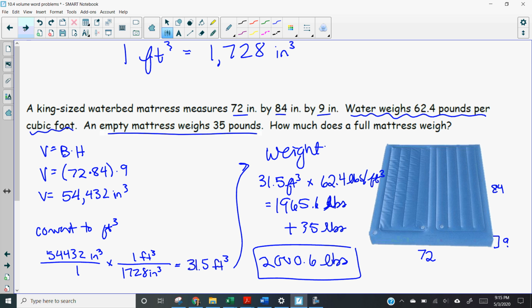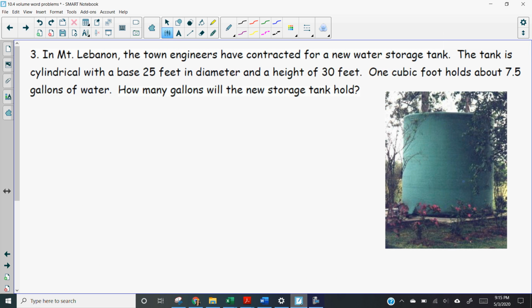Okay, the next one here. We have just a cylinder storage tank, nothing too crazy here. We do have to figure out what to do about this 7.5 gallons per cubic foot. But let's start. Hopefully you found that volume.